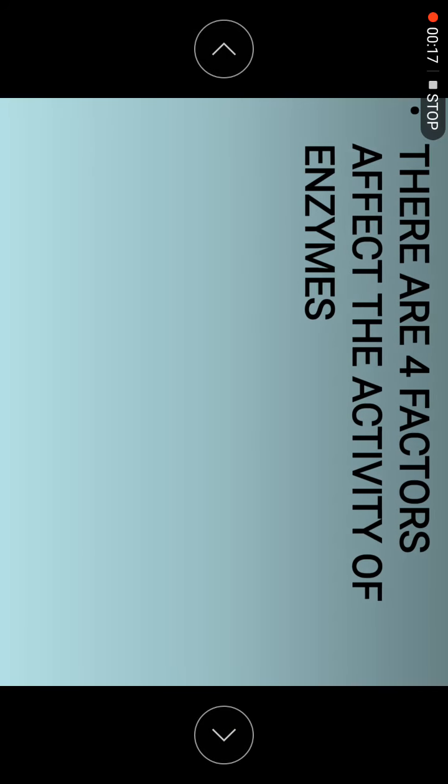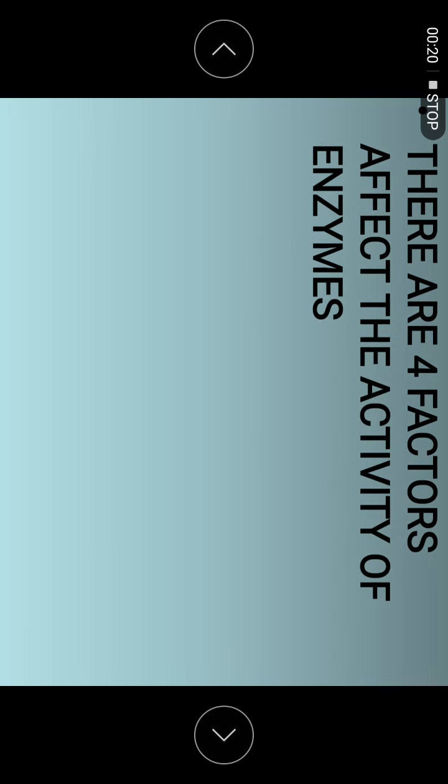Okay, alright. Previously, we have seen the characteristics of the enzymes and also the naming of the enzyme and what enzyme is. So now we will continue to the next part, which is on the factors that affect the activities of enzymes. As we know, the enzyme is a biocatalyst. Biological catalyst means it can speed up a reaction.